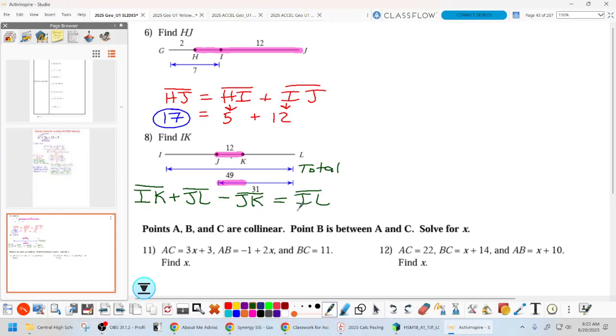So now we plug in numbers. IL was 49. JK is 12. JL is, no, sorry, it's 31, not 48. And then IK, we don't know. So you can make it an X or just leave it as IK if you want to keep it clear. So 31 minus 12, subtract that from 49. What's 31 minus 12?